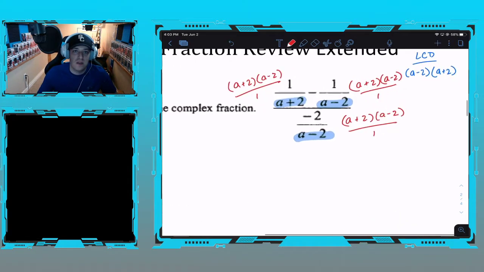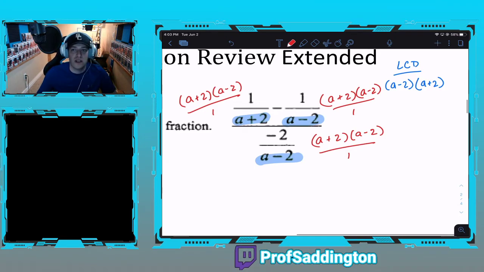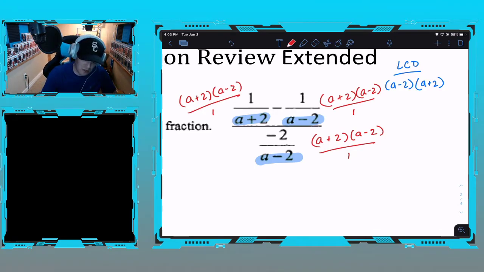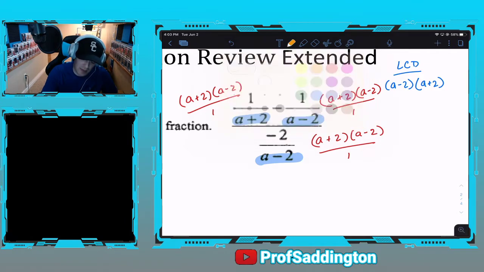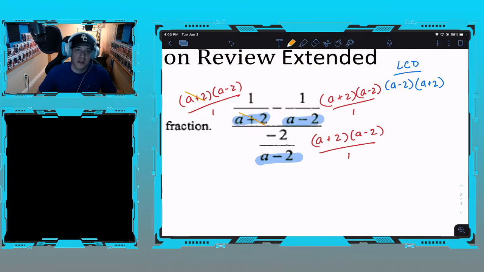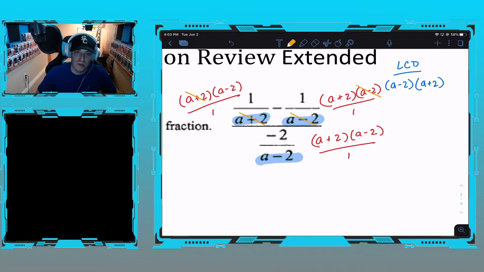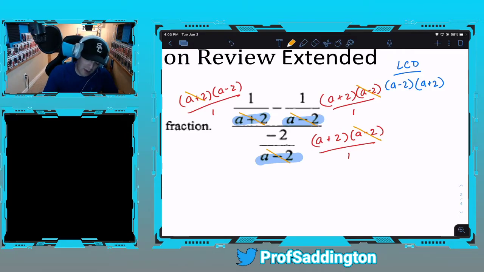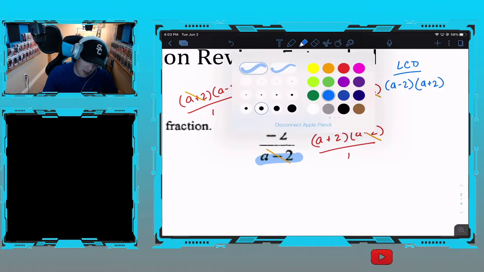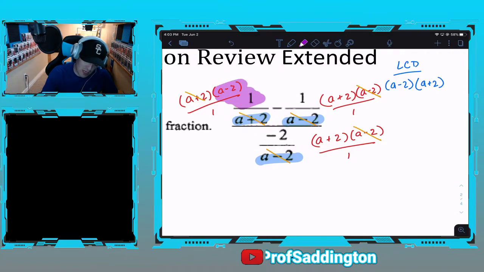And now we're just checking to see what can cancel out on top and bottom. If you look at the first two fractions, the only thing we have in common is going to be the a plus 2's. If you look at the second fraction, it looks like we have the a minus 2's. And if you look at the bottom, it's going to be a minus 2 again. So if I multiply the first one together, I have a minus 2 times 1. Well, that's just going to be a minus 2.